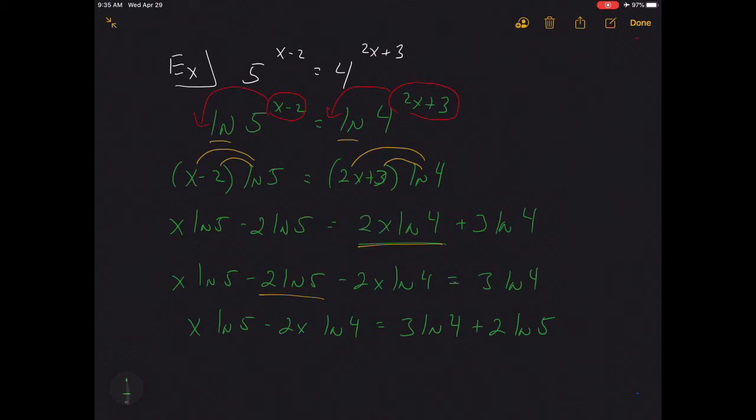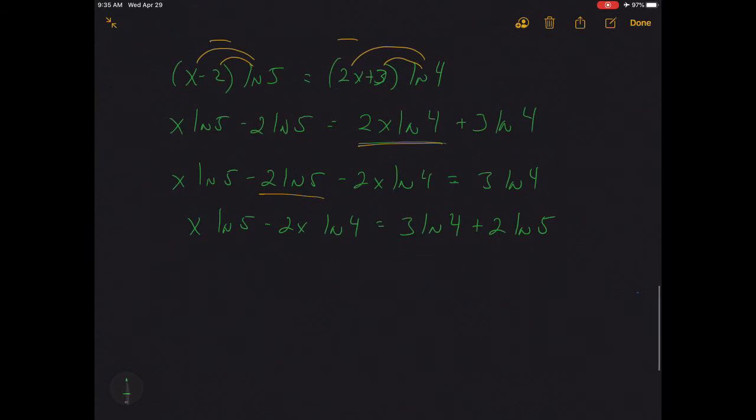On the left-hand side now, I have all my terms with x's in them. On the right-hand side, I have no terms with x's in them. What I can do is see that I have an x in common in both terms. I can factor that x out to the front. So I'm going to take the x out to the front. And if I do, what that leaves us with is the ln 5 minus, don't lose the 2 here, 2 ln 4 equals 3 ln 4 plus 2 ln 5.